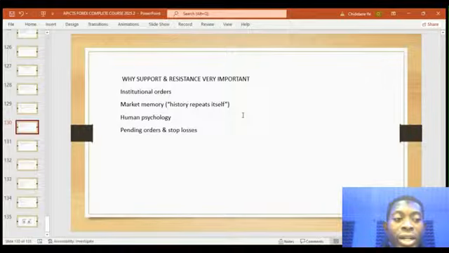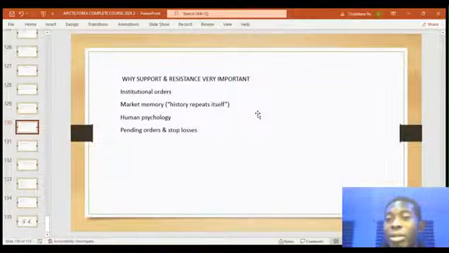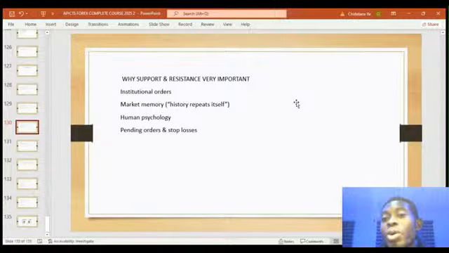Number one, I told you to memorize that history repeats itself. I also taught you to memorize that the trend is my friend. So here you see that where the price reacted at a particular time, when it gets to that place again in the future, it might react. If it reacts the same way it reacted in the past, that is history repeating itself.